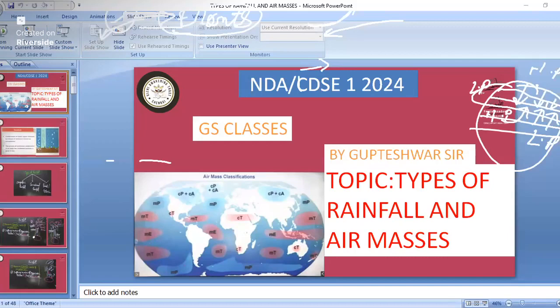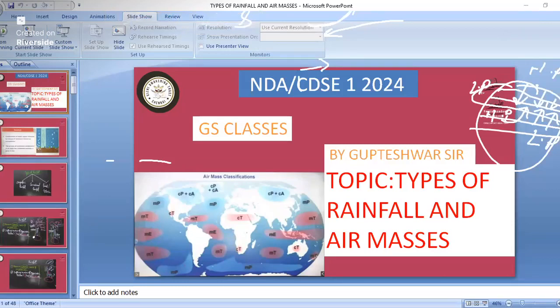So here you all can see in this part also, we have a warm front, a cold front, a stationary front, then an occluded front. Now all those front types we'll study in this part if we have the time, or we will study in the next class.